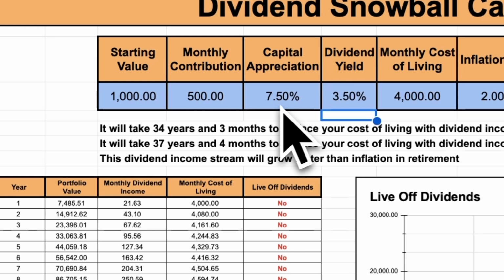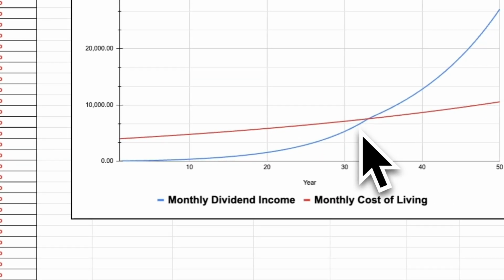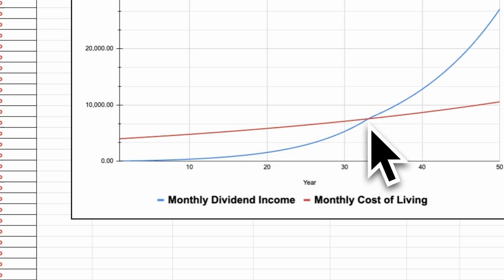And it would take 34 years and 3 months for our dividend snowball to reach financial freedom, the longest of the 3 examples we have considered. Our dividend income with SCHD grows very slowly during the first 10 to 15 years relative to our inflation-adjusted cost of living. Somewhere between year 15 and year 20, the dividend snowball starts to pick up pace, but it still takes nearly 2 decades to catch up with our cost of living.